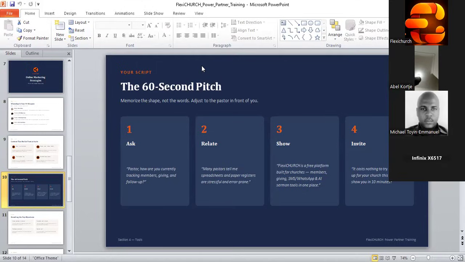Just like the CTO said, we have super partners who are like the face of Flexichurch in regions, in countries, in environments. So you can be one of such, the go-to person for churches in that area as far as Flexichurch is concerned. Okay, so your role doesn't actually end if you don't want it to end.